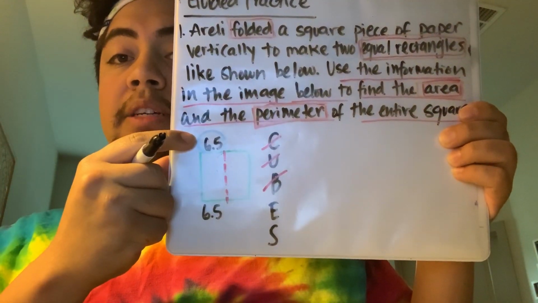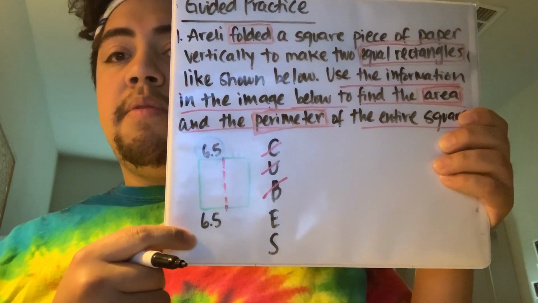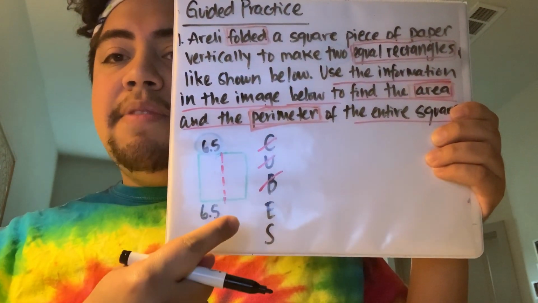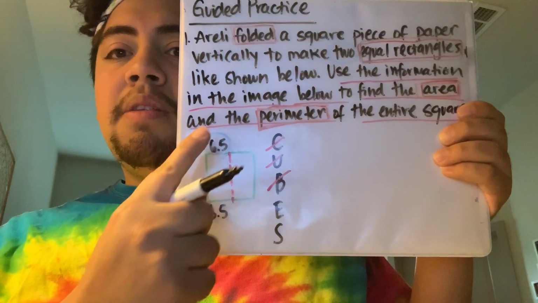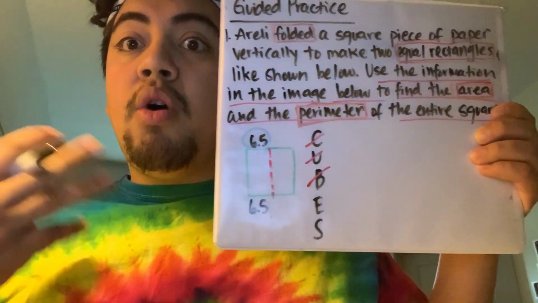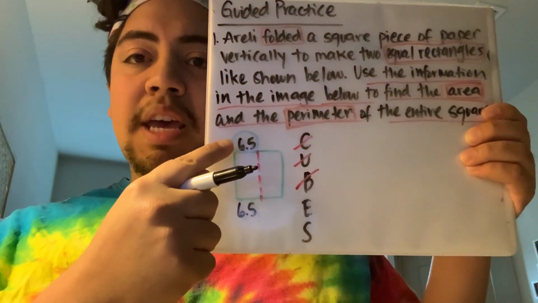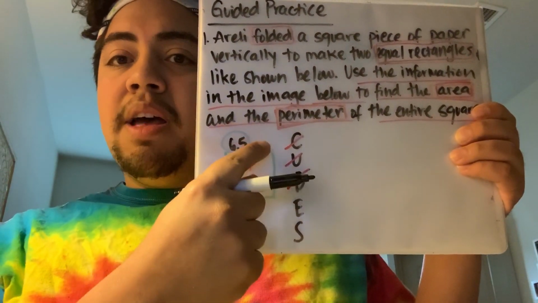Beautiful. The top is 6.5, so the bottom is 6.5. Well, like the problem said, it was split evenly down the middle. So that means that both of these sides here are also equal to one another. So if this side here is 6.5, that must mean that the side right next to it is also 6.5.